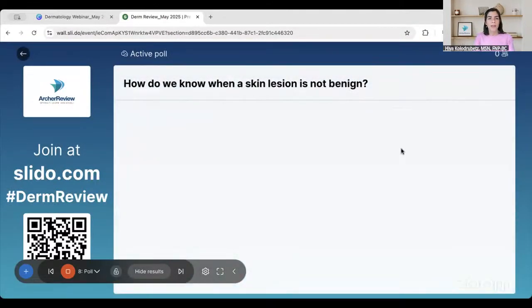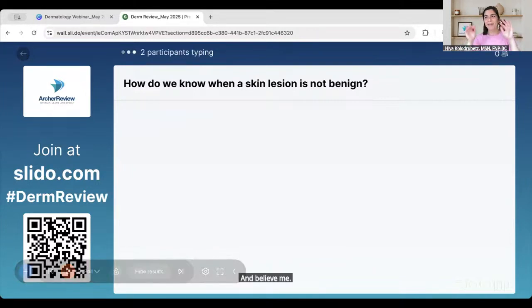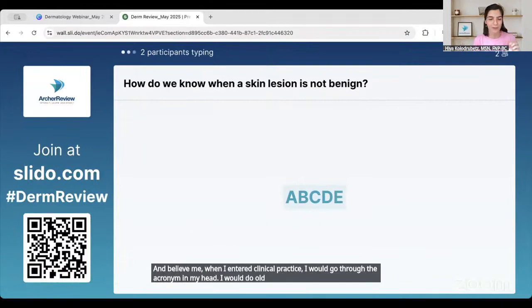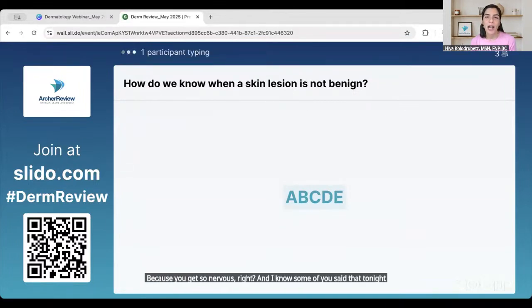But how do we know when a skin lesion is not benign? What's that acronym that we were taught in school? And believe me, when I entered clinical practice, I would go through the acronym in my head. I would do old CART in my head when I first started seeing patients because you get so nervous, right?